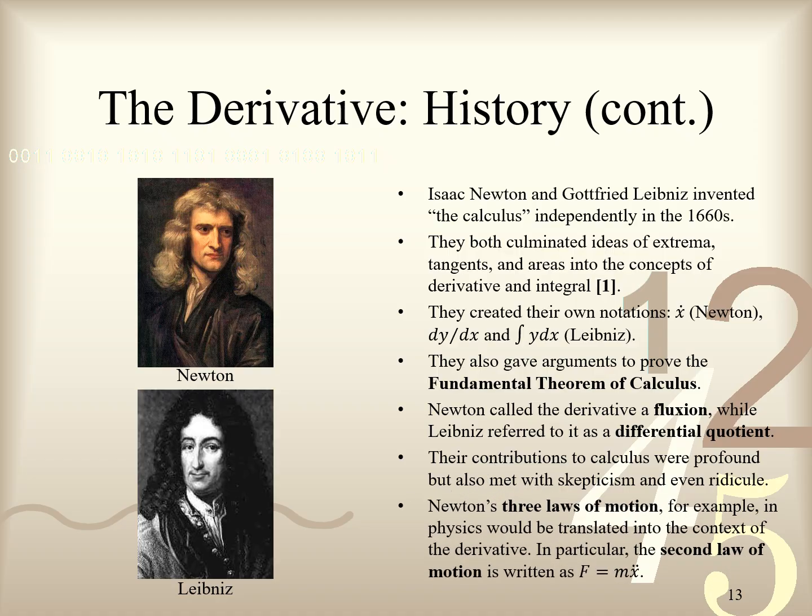Nevertheless, Newton's laws of motion, for example, in physics would be translated into the context of the derivative. In particular, the second law of motion is written as the equation F equals m times x double prime, where F represents the force on an object, m its mass, and x double prime its acceleration.